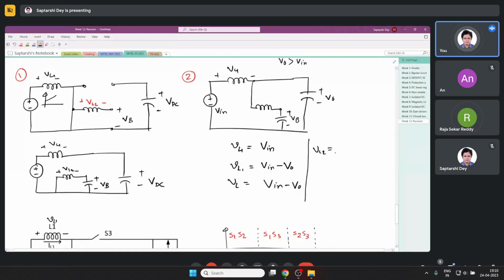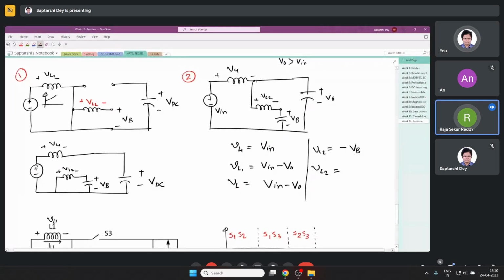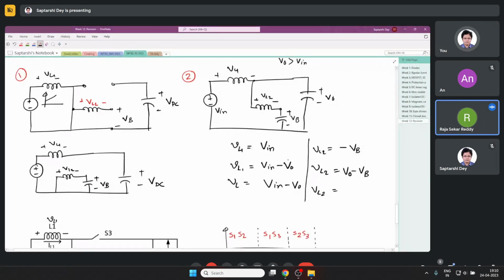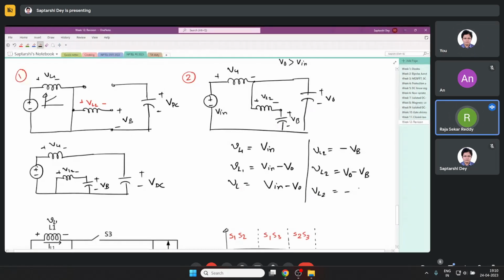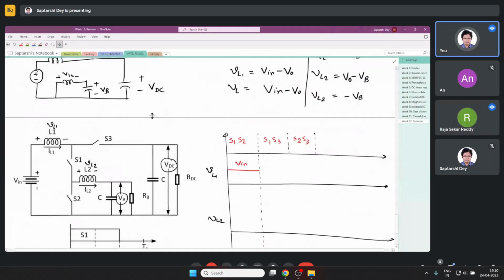Let us keep a note of VL2 also. So here VL2 was minus VB. Here, this is our VL2. So what was this? V out minus VB. And the third case, VL2 is minus VB, right? Yes, minus VB. So we have this. We do not know the waveform. We will look at waveforms later.